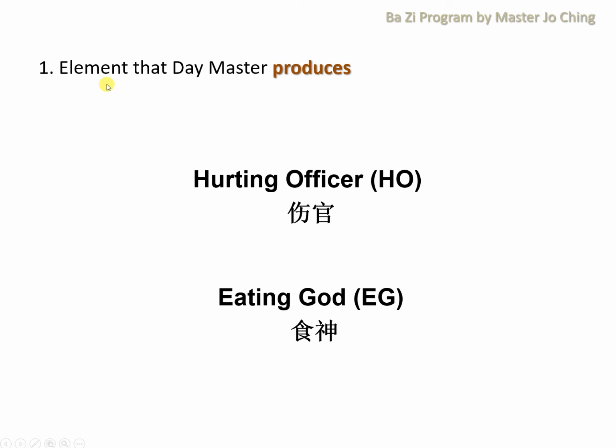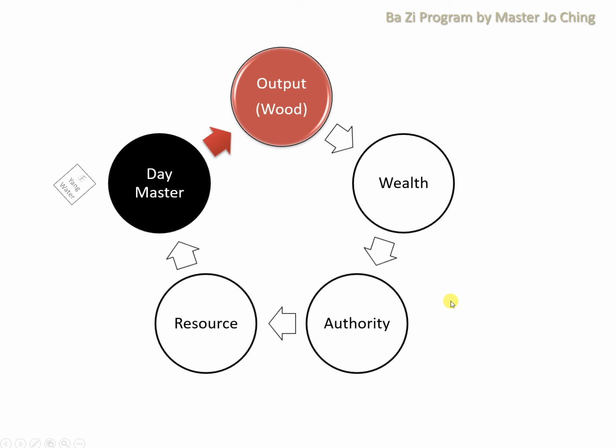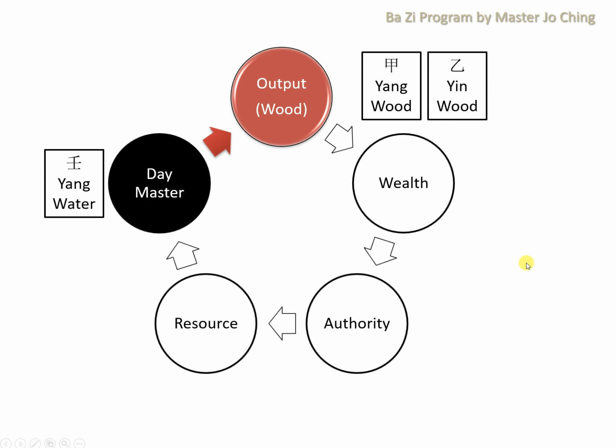So let's look at, first things first, the element that the day master produces. So recap, the element that the day master produces is known as the output star, and for output star we have Hurting Officer and Eating God. So we use Warren Buffett, day master Ren Yang water, and the output here is wood. Wood has two types, Yang wood or Yin wood. Yang wood is Jia, Yin wood is Yi. But how do we know which one is Hurting Officer, which one is Eating God? Let's go to the next slide.